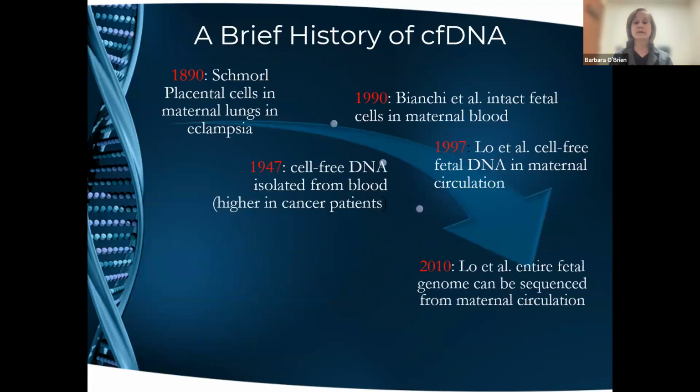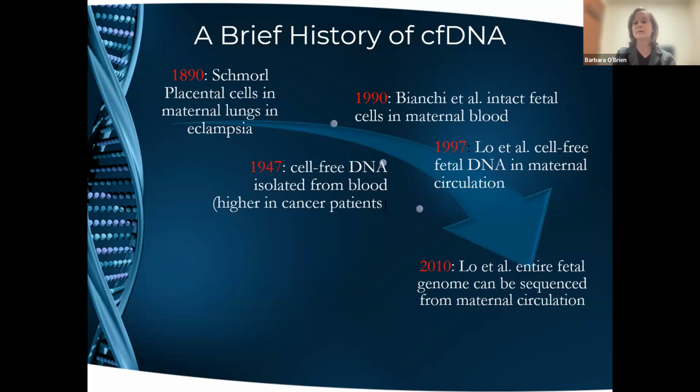Just to review a brief history of cell-free DNA, this is not necessarily a new concept. In 1890, Schmorl et al. found that placental cells were actually in the maternal lungs in women with eclampsia. In 1947, cell-free DNA was isolated from the blood, and it was found to be higher in cancer patients. And as you may know, this is actually being investigated in cancer patients currently for treatments.